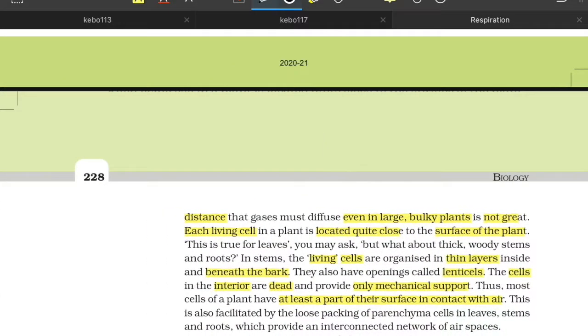Yes. So what have they said? We are talking about living cells. All the living cells are quite close. And the thickest part of the tree we see is the stem. And in the stem also, all the living cells are in the external part. So the distance for diffusion is very low. That is the third reason.